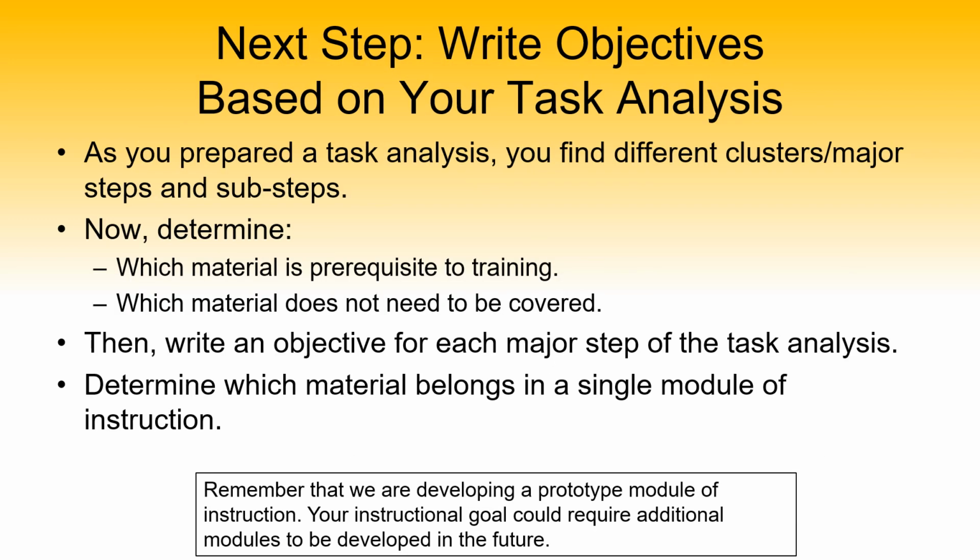As a review, at this point you are ready to write the objectives based on your task analysis. Go back to the task analysis, look for the major steps versus the sub-steps, or major clusters, depending what type of analysis you performed. Now take a better look at that and determine which items are prerequisite to training, which are required, and also of the prerequisites, which items might the learners already come in with and already know, and which may have to be reviewed or covered in some way. Then write an objective for each major step of the task analysis.